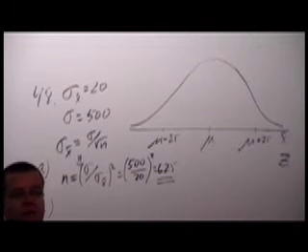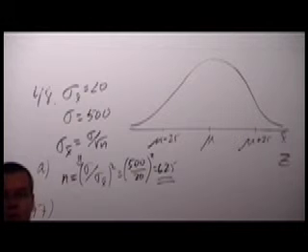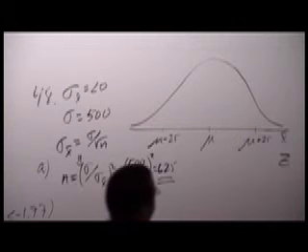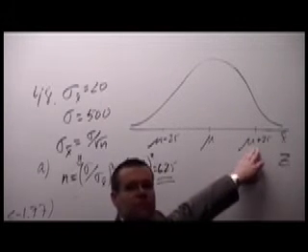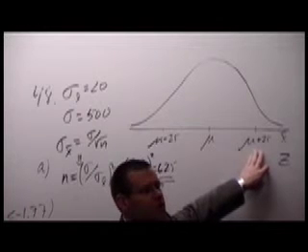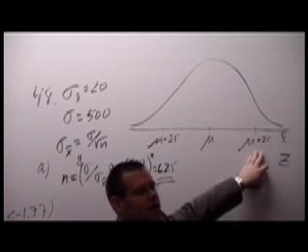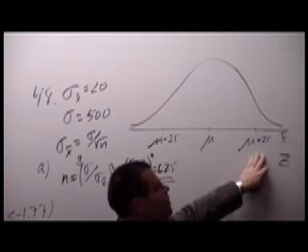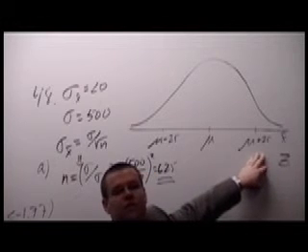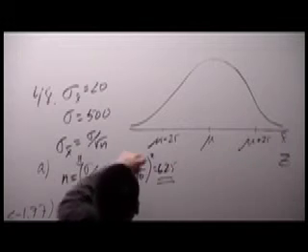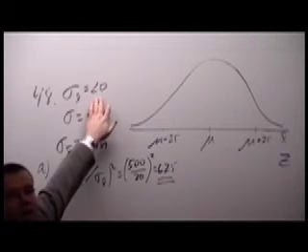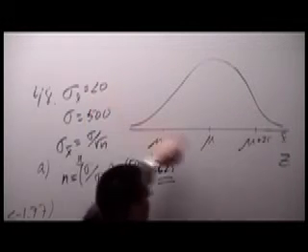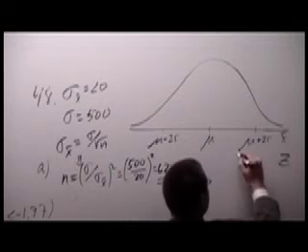Z is the number of standard deviations above the mean, right? So how many standard deviations above the mean are we here? 1.25. Not 25, but 1 1/4. Exactly. The standard deviation of x bar is 20, so it's 25 divided by 20, or 1 1/4.